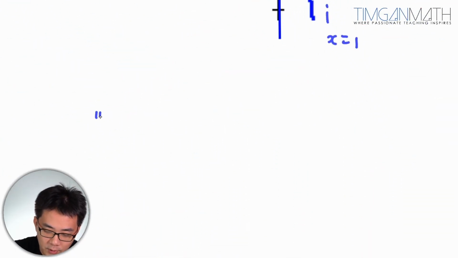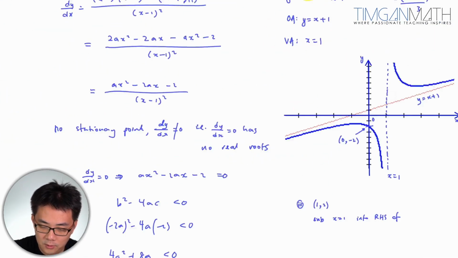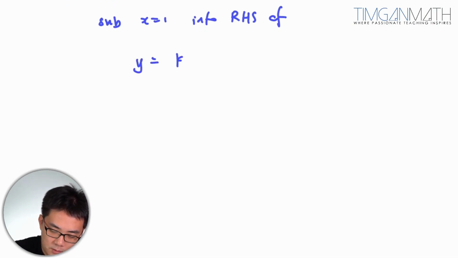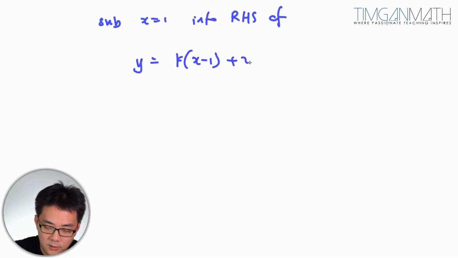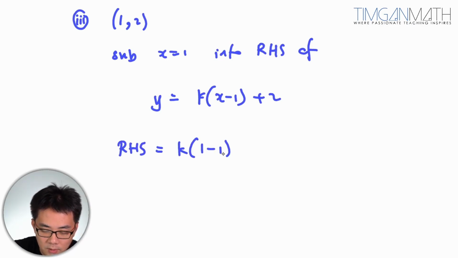To verify it, what we need to do is actually just, because (1, 2), right? So substitute x equals 1 into the right hand side of y equals k(x minus 1) plus 2. Then basically the right hand side will just be k(1 minus 1) plus 2, which is actually equal to 2, which is equal to y.